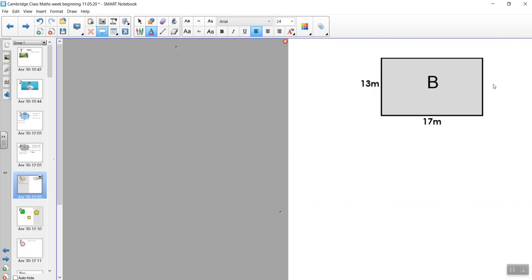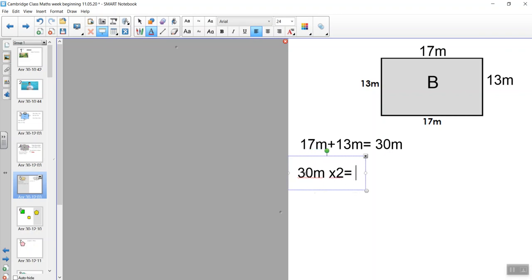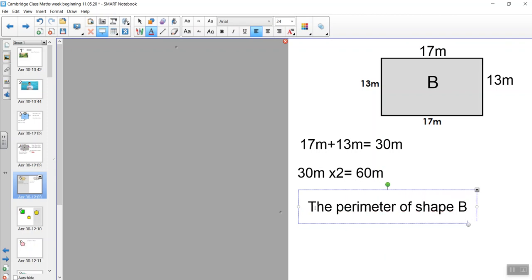All right, so I know that this length is 17 metres and this length is 13 metres. This time I'm going to use the short way to work it out. So I'm going to say 17 metres added to 13 metres equals 30 metres. And then 30 metres times 2 equals 60 metres. And my sentence is, the perimeter of shape B is 60 metres.